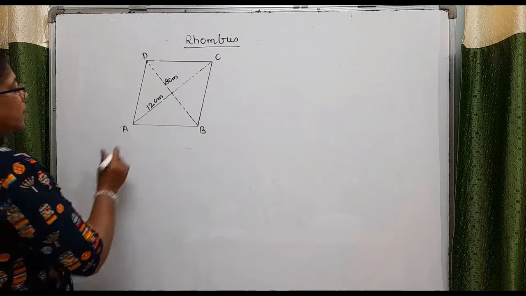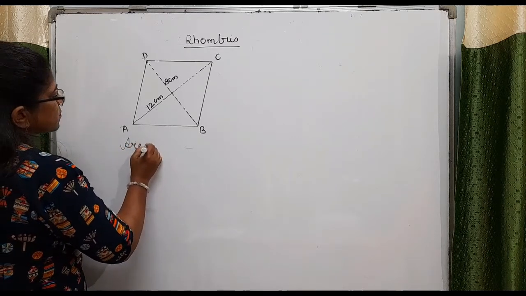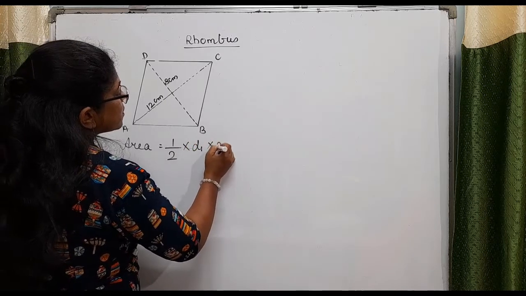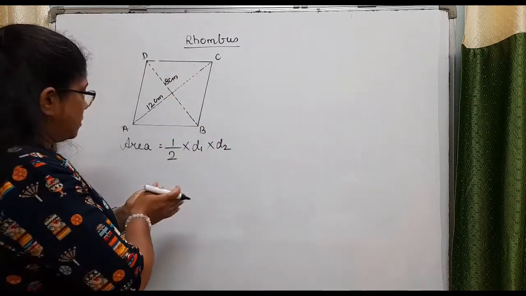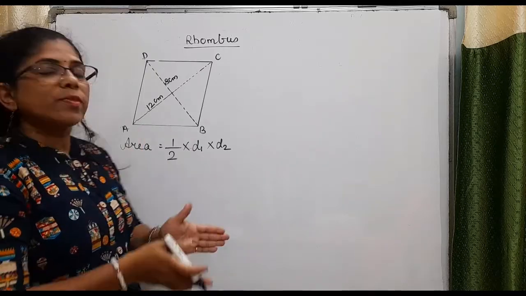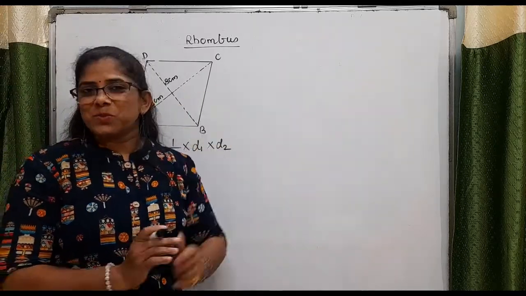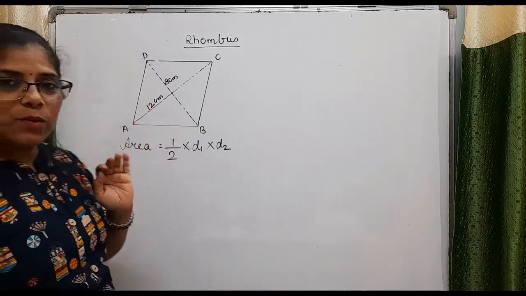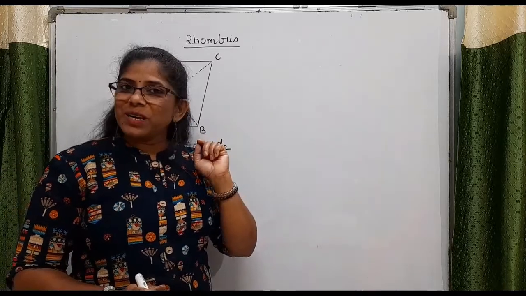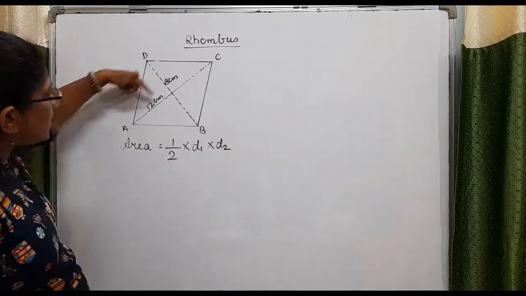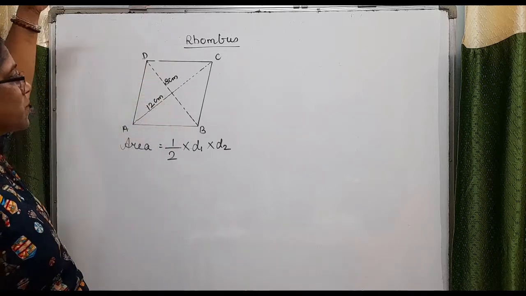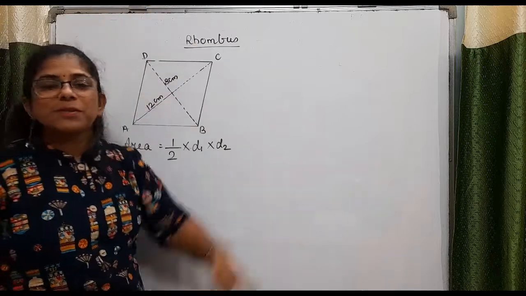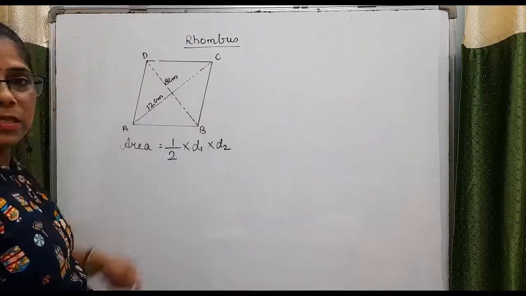So the formula to find area of the rhombus is half into d1 into d2. Now here d1 and d2 are nothing but diagonals of this rhombus. So when we find the area of the rhombus, instead of considering the sides of the rhombus, we consider the lengths of the diagonals. So here one diagonal is 12 centimeters and other diagonal is 8 centimeters. AC is 12 centimeters and BD is 8 centimeters. So let's find area of this rhombus ABCD.